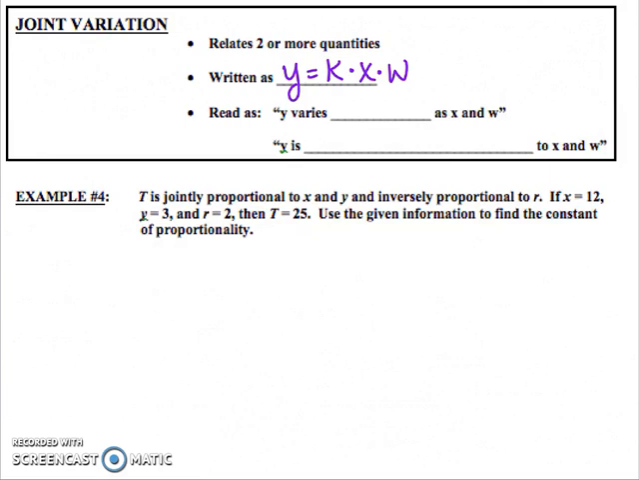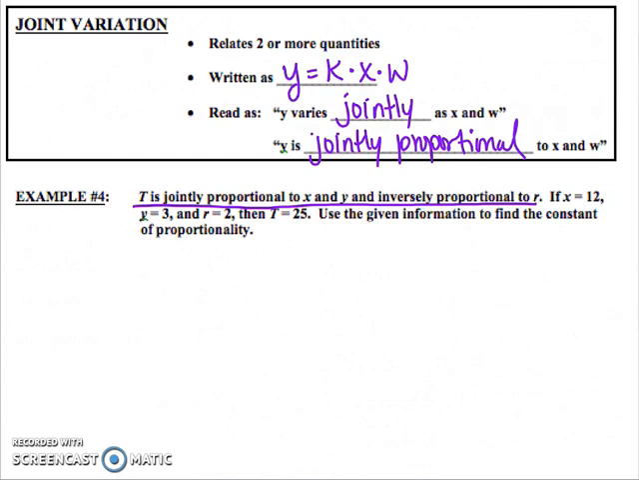And it's read as y varies jointly as x and w, or y is jointly proportional to x and w. Our last example has to do with joint variation. T is jointly proportional to x and y and inversely proportional to r. Okay, we're going to stop right there and we're going to write our equation.